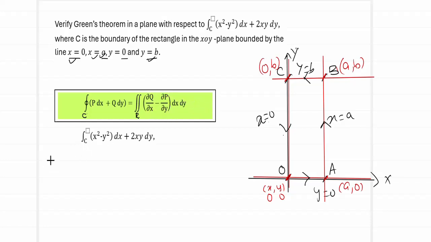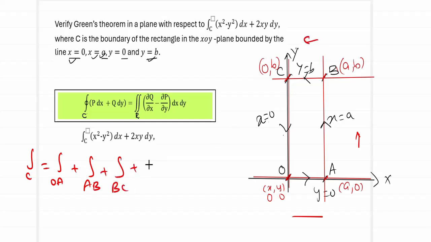Now this integral along my curve C, I am splitting it into 4 parts. This is going to be my C which I am going to traverse. First along my OA, next along my AB, next along my BC, and last along my CO. When I add all the 4 integrals, that is equal to evaluating around the curve C. Now let us see how we can go about evaluating this integral.